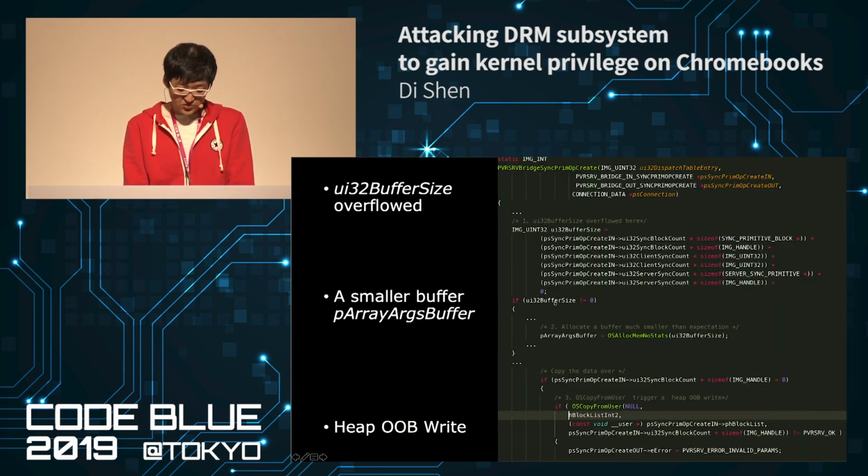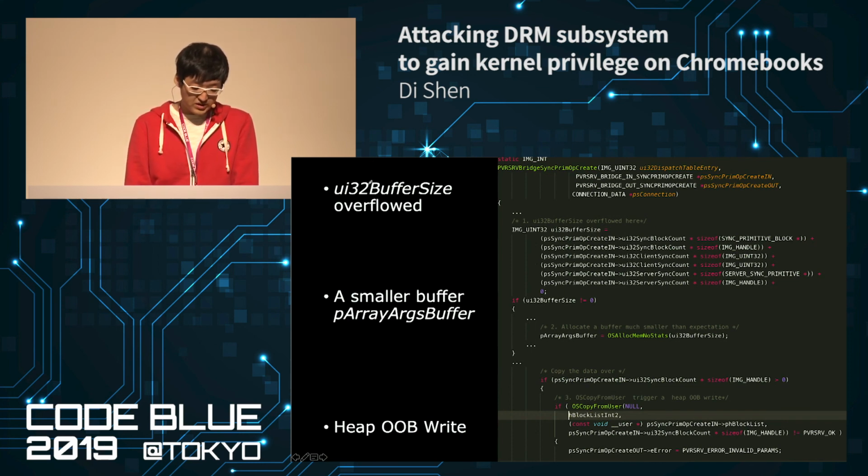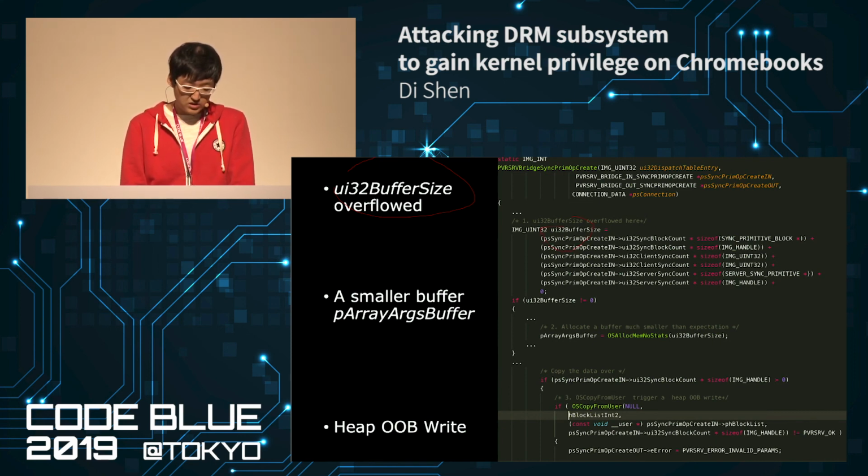So let's look at the vulnerable code. First of all, there is a variable, the UI32 buffer size, here. And it first needs to calculate this variable. You can see that all these variables come from user space, so you can control them. But this function didn't check these parameters, so it's possible to overflow this integer.